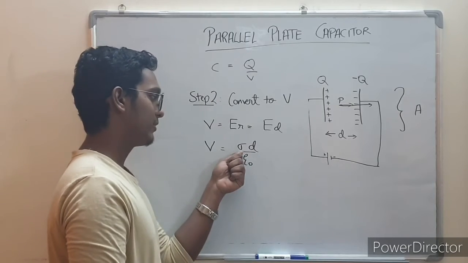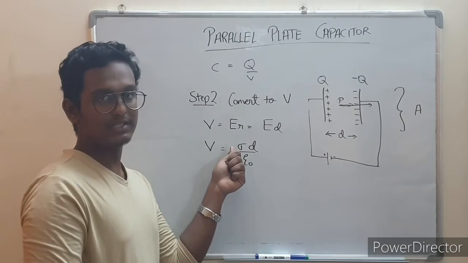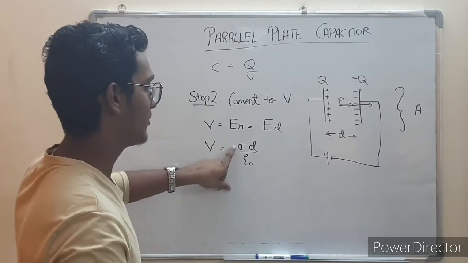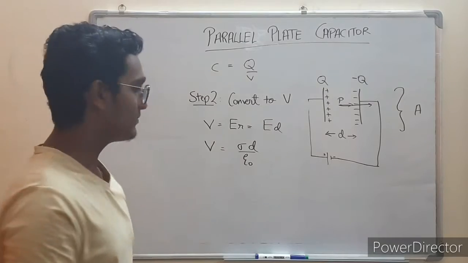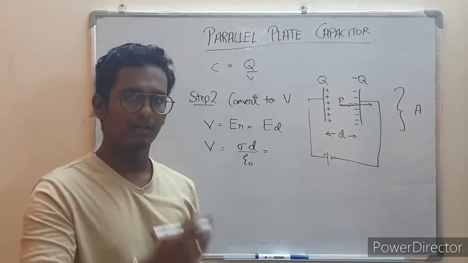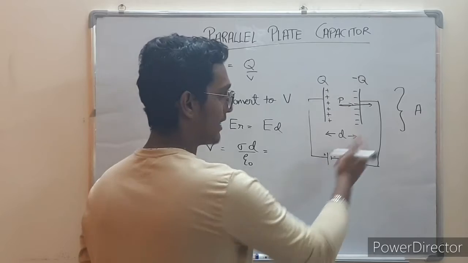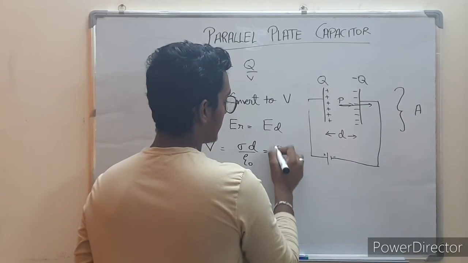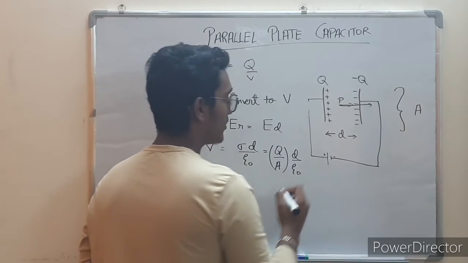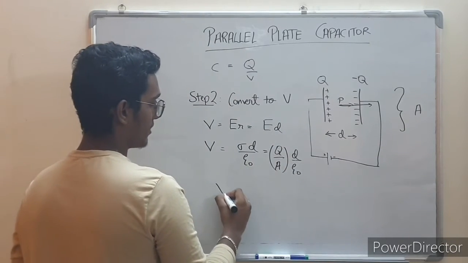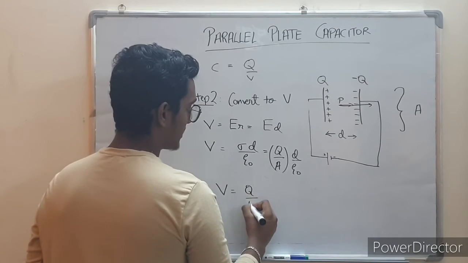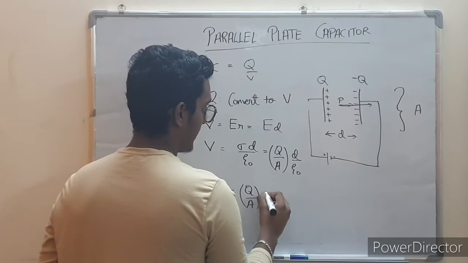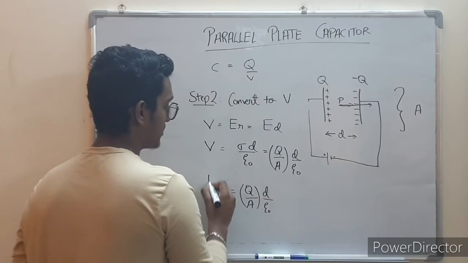But we are going to make one more modification to make it simpler for us. What we are going to do is convert surface charge density sigma in terms of the total charge Q, so that you can cancel off this Q and this Q. So what is sigma? It's the total charge divided by the total area, and that's why we need A. So it's going to be Q by A times d by epsilon naught. So this is the total potential. So total potential equals Q by A times d divided by epsilon naught.